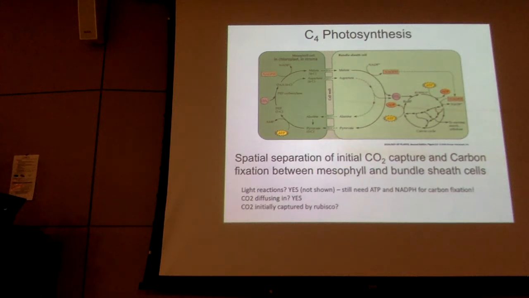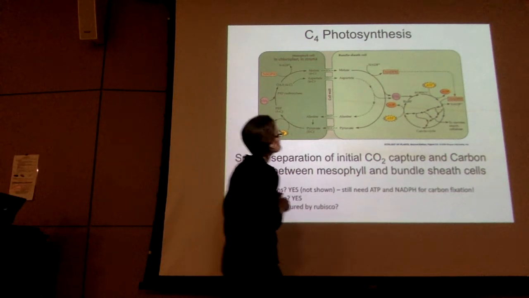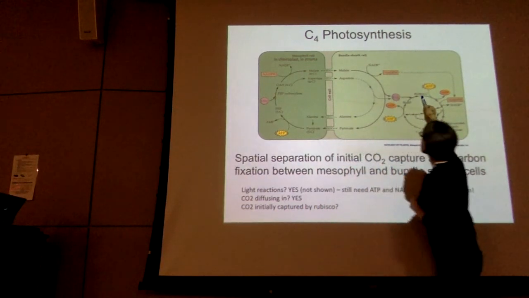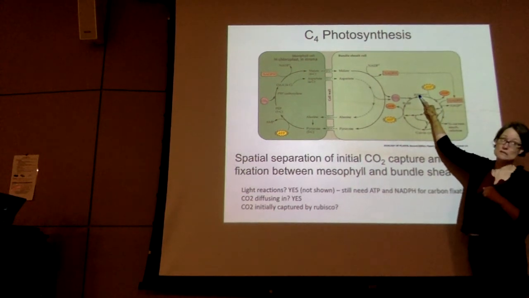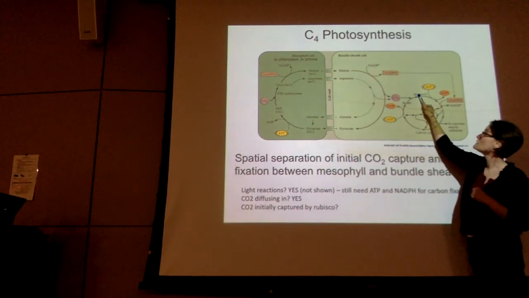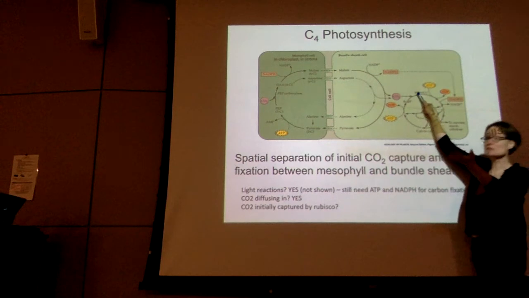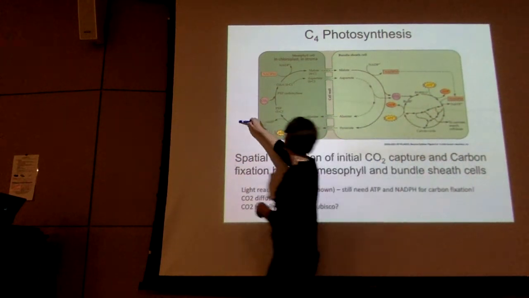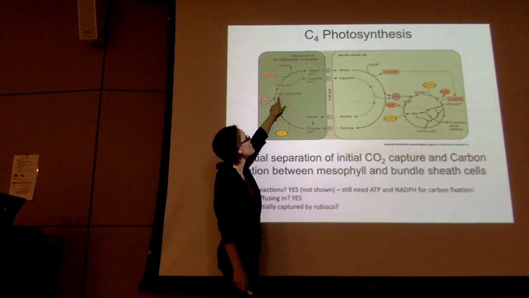Is it initially being captured by Rubisco, though? Not initially, or we'd have the problems of photorespiration again. Eventually, yes. So initially it's coming in here, and it's being captured by an enzyme called PEP carboxylase.